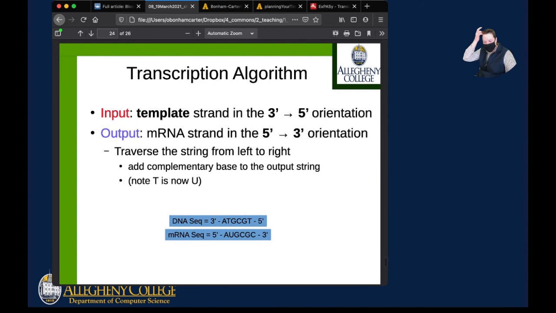This is like another thing here. This is the transcription algorithm. If you have your input, your strand may be in the 5 prime to 3 prime or the 3 prime to 5 prime orientation. Your output then for the RNA would be in the 5 prime to 3 prime orientation.